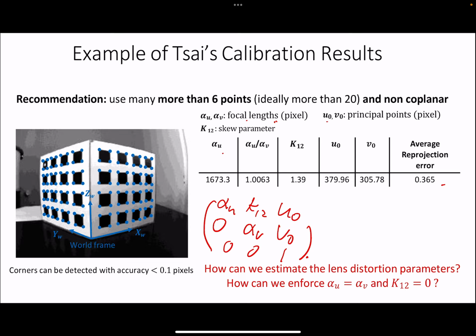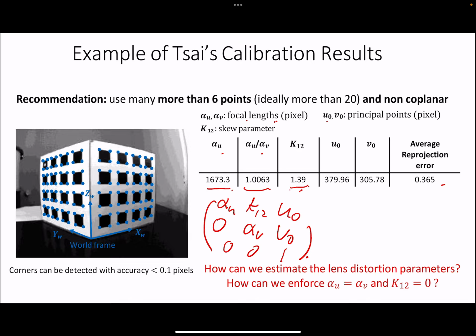So alpha U is the focal length. It has a large number, like 1.6K. And alpha U divided by alpha V should be almost the same, it should be 1, and it's quite close to 1, right? And this is the skew parameter. But in practice, the skew parameter should be very small. It's too large. It should be very close to 0. So that means our initial calibration result is not very good.